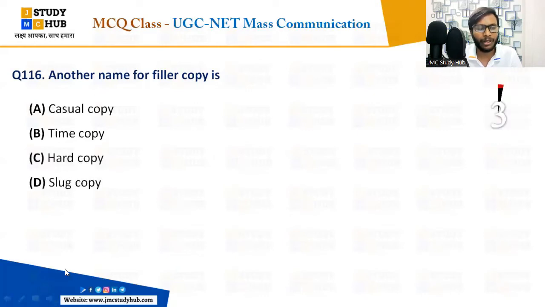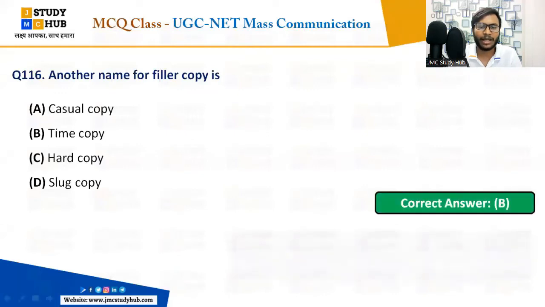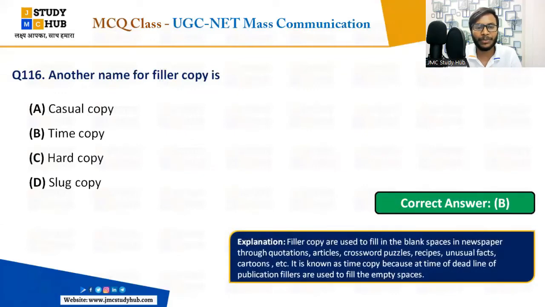Everybody, very important questions. This is from the terminology. Another name for the filler copy. Filler copy kise bolte hain? Very important questions. One liner questions. Yes. So that's the right answer here, that is B. B jo hota hai, time copy. Okay. So filler copy kisko kehte hain ji?